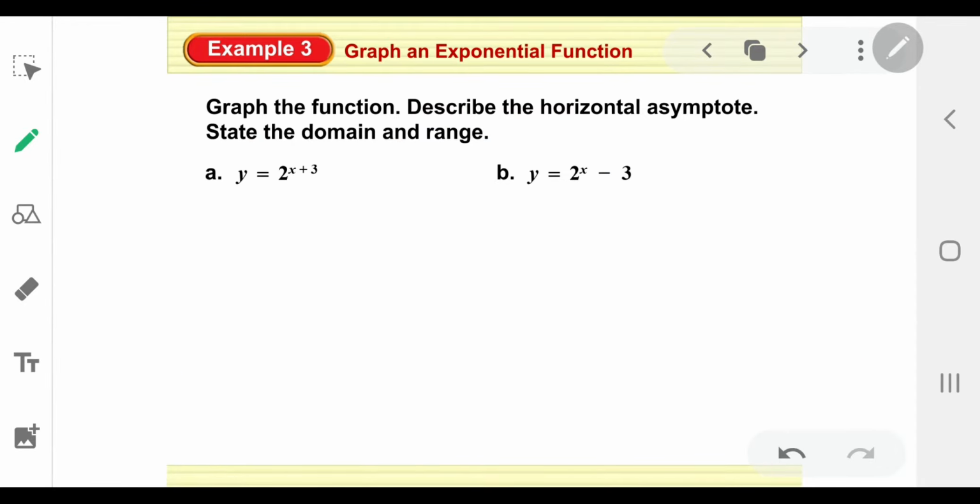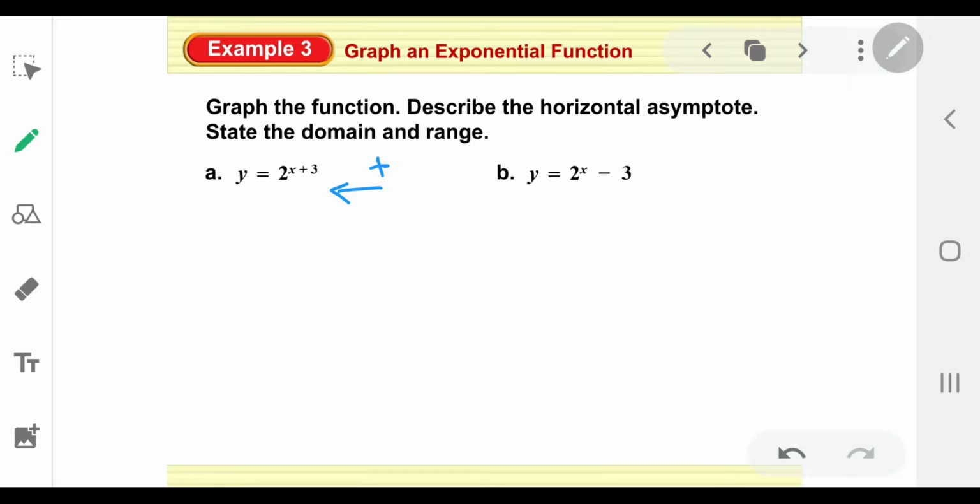Let's see this in detail in the next two examples: y equals 2 to the power x plus 3, and y equals 2 to the power x minus 3. First of all, let's answer number A. You need to decide in the first place what kind of transformation is happening here. Yes, we added to the x, so this is causing a horizontal translation to the left 3 units.